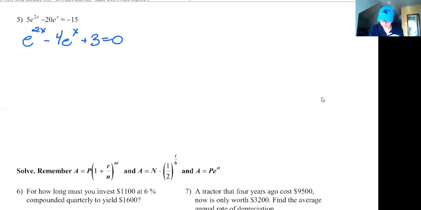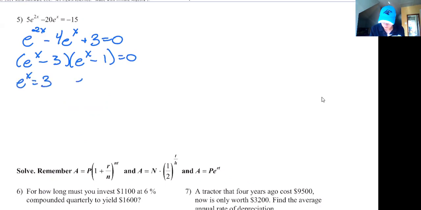All right, so I'm thinking I could factor that. So that's going to be e to the x minus 3 times e to the x minus 1 equals 0. To get 3, let's use 3 and 1. Both signs are negative, therefore it's going to give me a positive at the end. So I have e to the x is equal to 3, or e to the x is equal to 1. So e to what power is going to give me 1? I know that's going to be x is equal to 0. That's a good answer. And then here, this will be the natural log of 3 is equal to x.